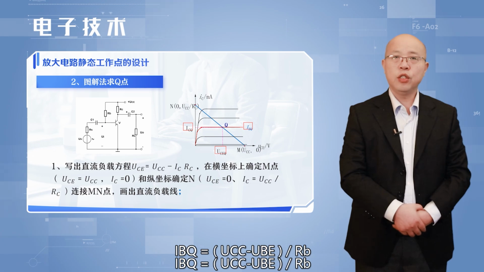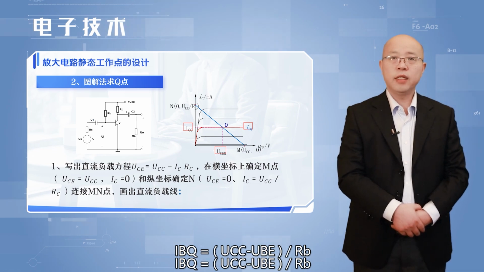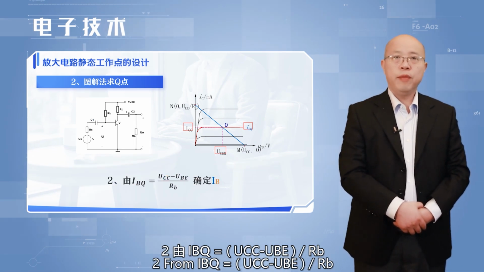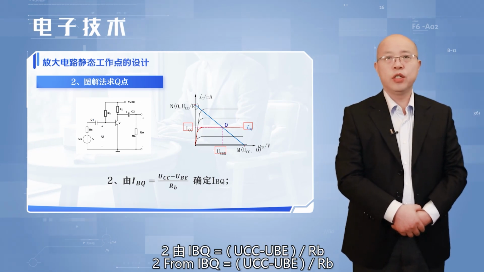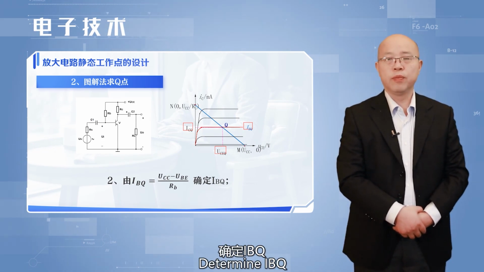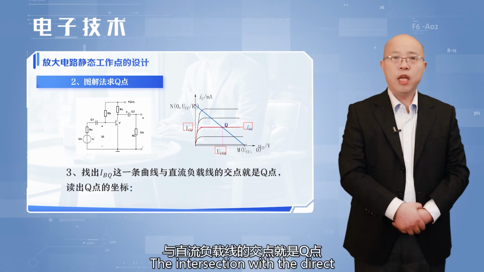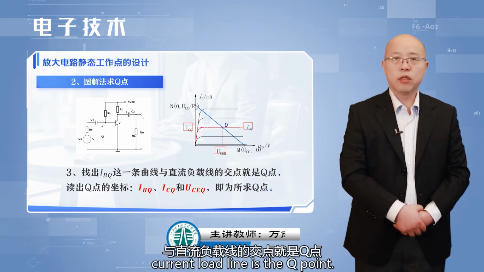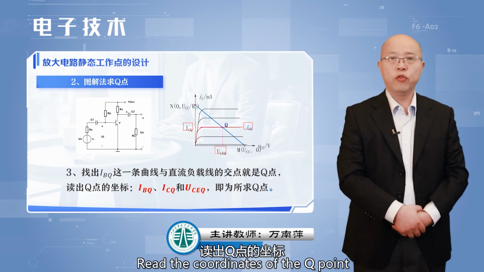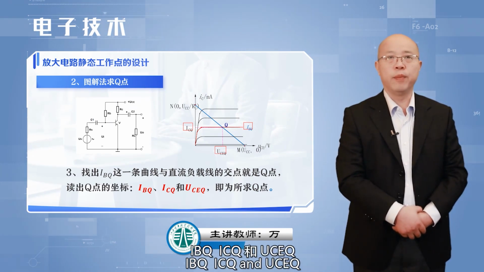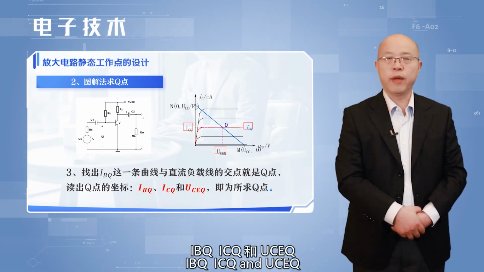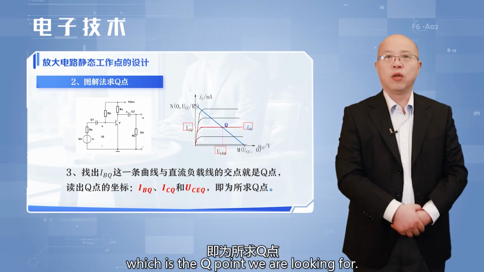IBQ equals (UCC minus UBE) divided by RB. From this, determine IBQ and find this curve. Its intersection with the direct current load line is the Q point. Read the coordinates of the Q point, IBQ, ICQ, and UCEQ, which is the Q point we are looking for.